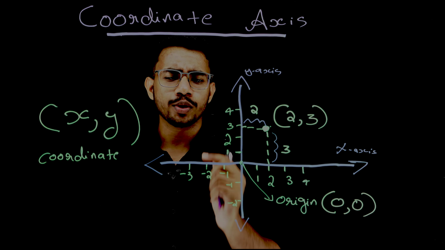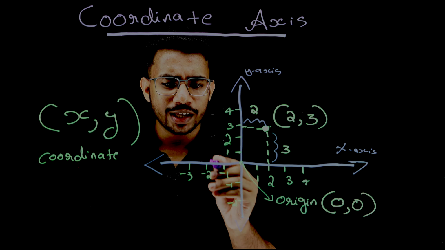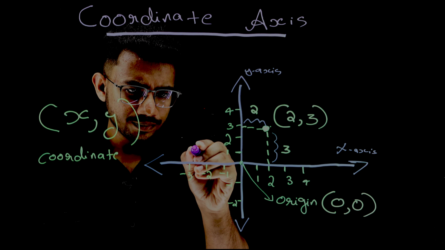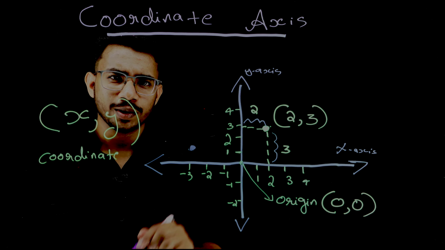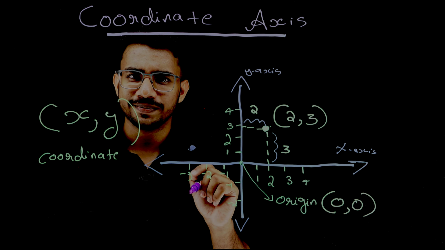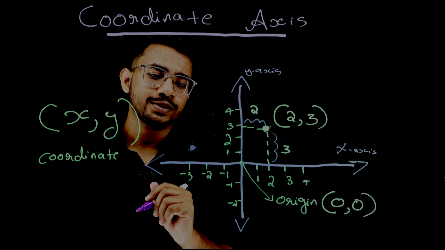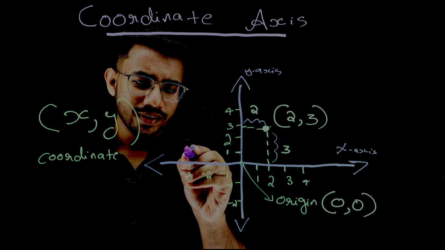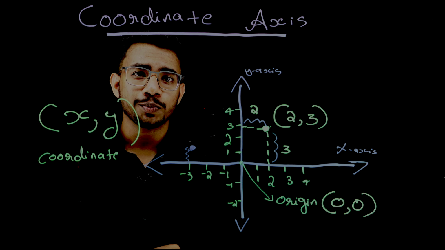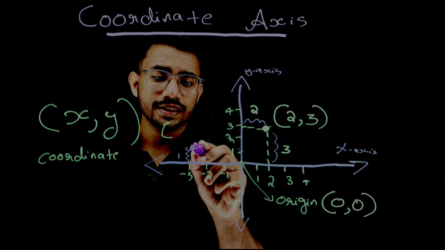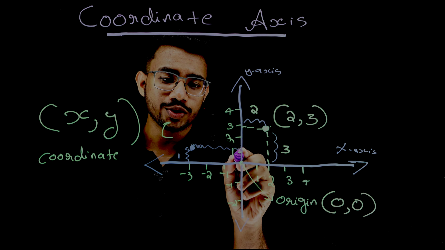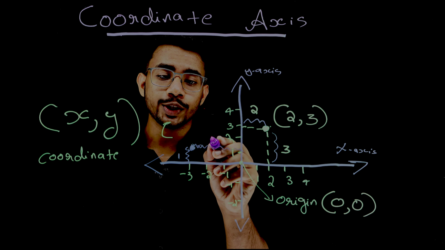Now we will go for a small question. Let's say I'm having a point right over here. Can you tell me what is the coordinate of that point? Pause the video for a second and think. And here I know that the vertical distance is how much? That is only 1 unit here. And the horizontal distance is going to be how much? That is 1, 2, 3 units.